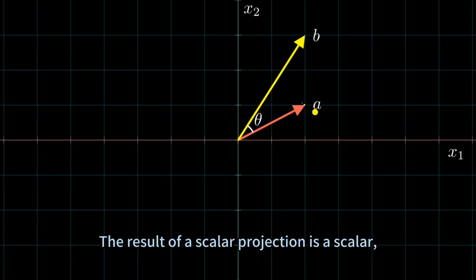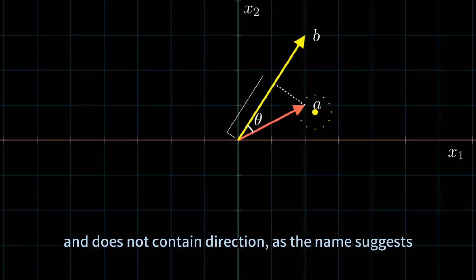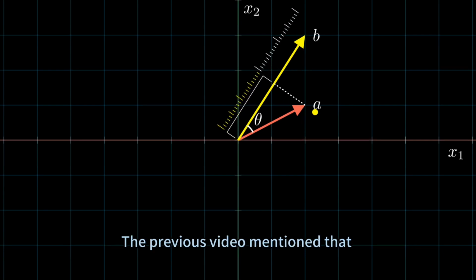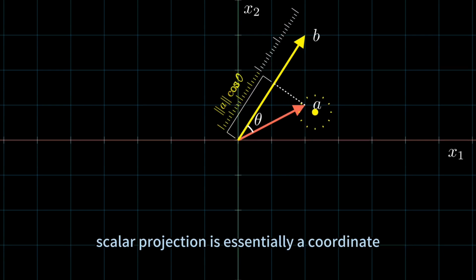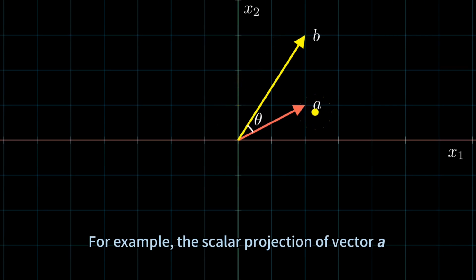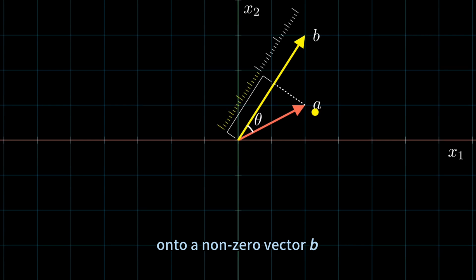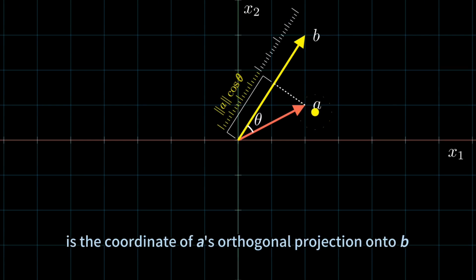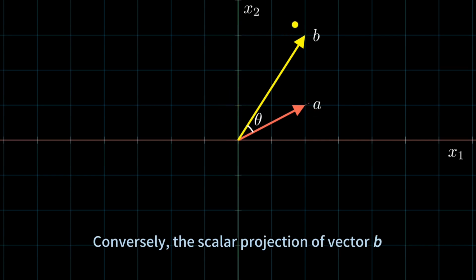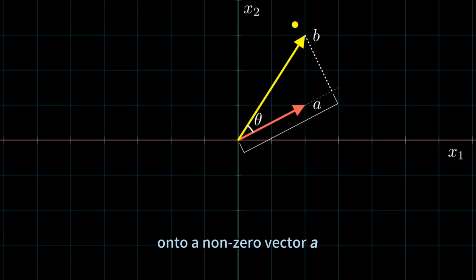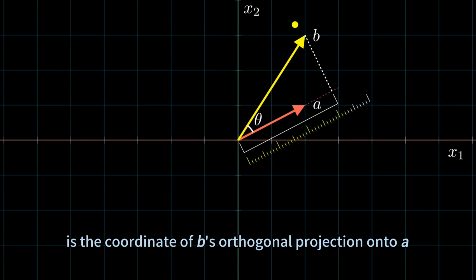The result of a scalar projection is a scalar and does not contain direction, as the name suggests. The previous video mentioned that scalar projection is essentially a coordinate. For example, the scalar projection of vector A onto a non-zero vector B is the coordinates of A's orthogonal projection onto B. Conversely, the scalar projection of vector B onto a non-zero vector A is the coordinates of B's orthogonal projection onto A.